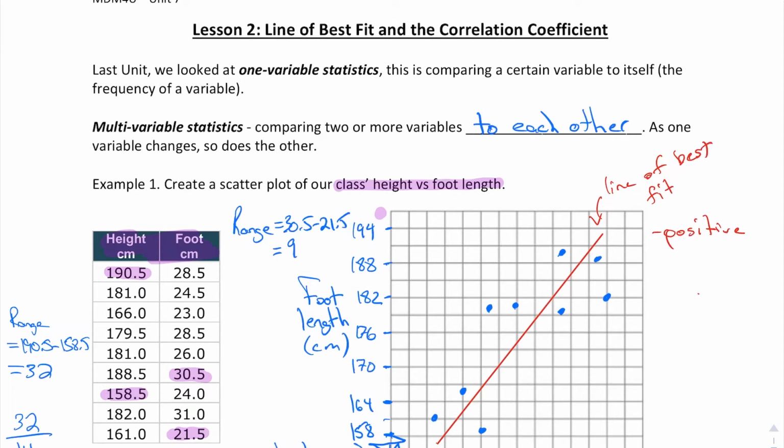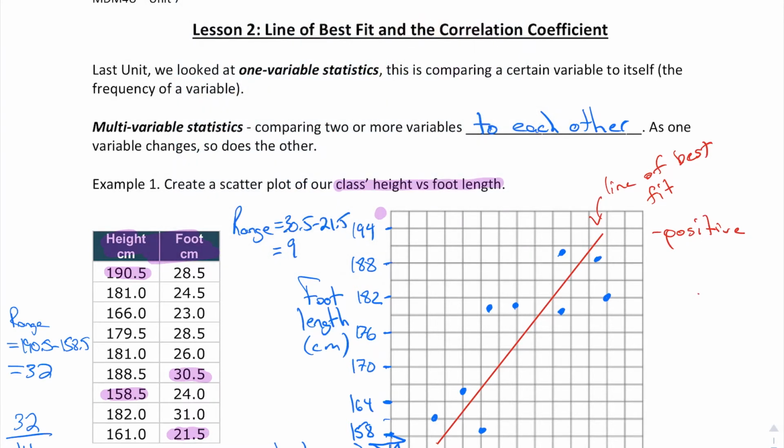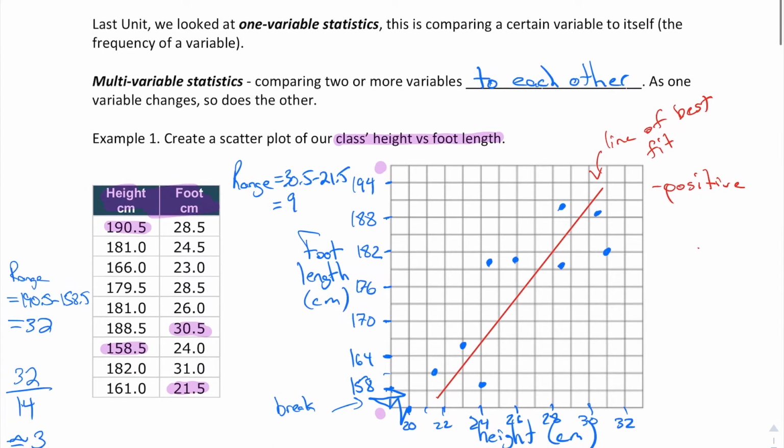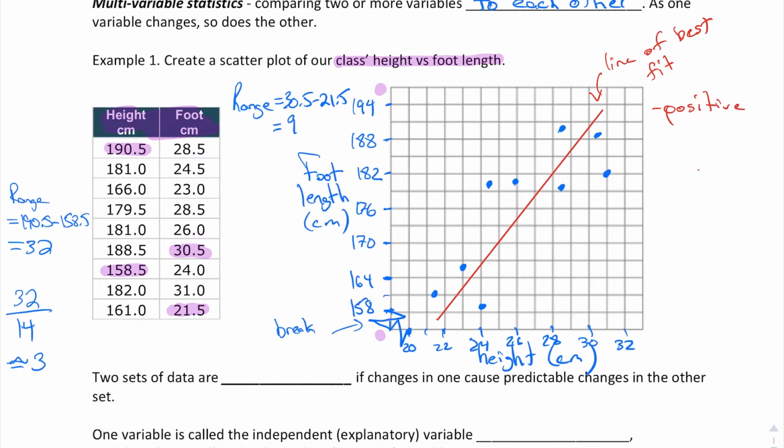And so it's a positive, and it would look like a fairly strong relationship. And that's the kind of thing we're going to be talking about right now. In general, you could estimate someone's height based on their foot length or vice versa. This is what we call a correlation. Two sets of data are correlated if changes in one cause predictable changes in the other.